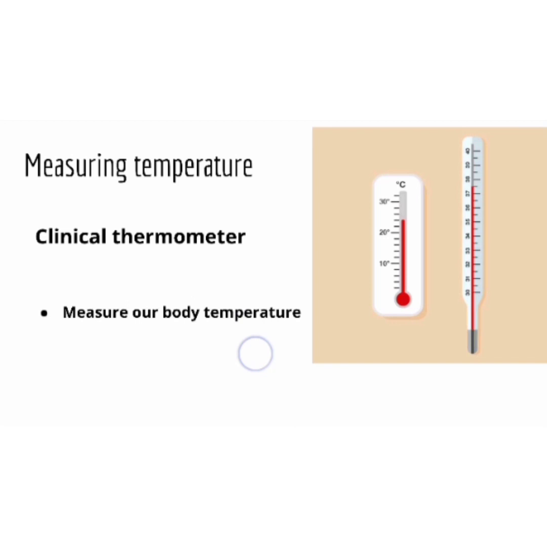If you have a thermometer, hold it in your hand and examine it carefully. A clinical thermometer looks like this. A clinical thermometer consists of a long, narrow, uniform glass tube. It has a bulb at the end.